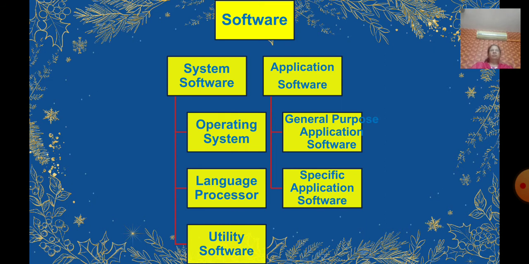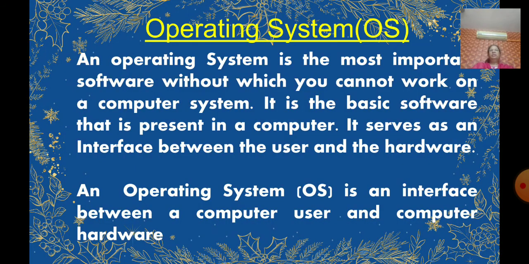Now, system software. What is an operating system? The operating system is the most important software, without which you cannot work on a computer system. It is the basic software that is present in a computer. It serves as an interface between the user and the hardware. An operating system controls the overall activity of a computer. It acts like an interface between the user and the hardware and enables them to work together.